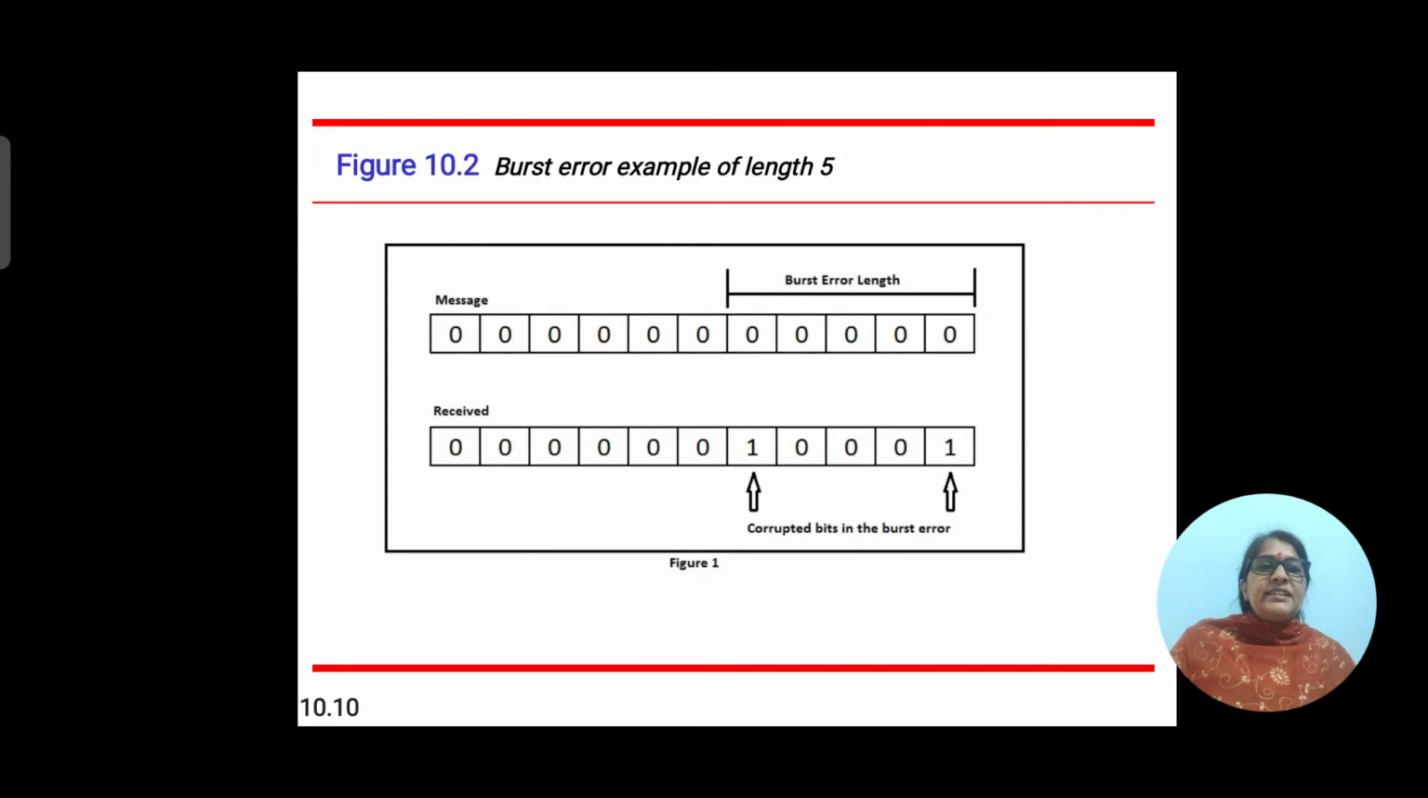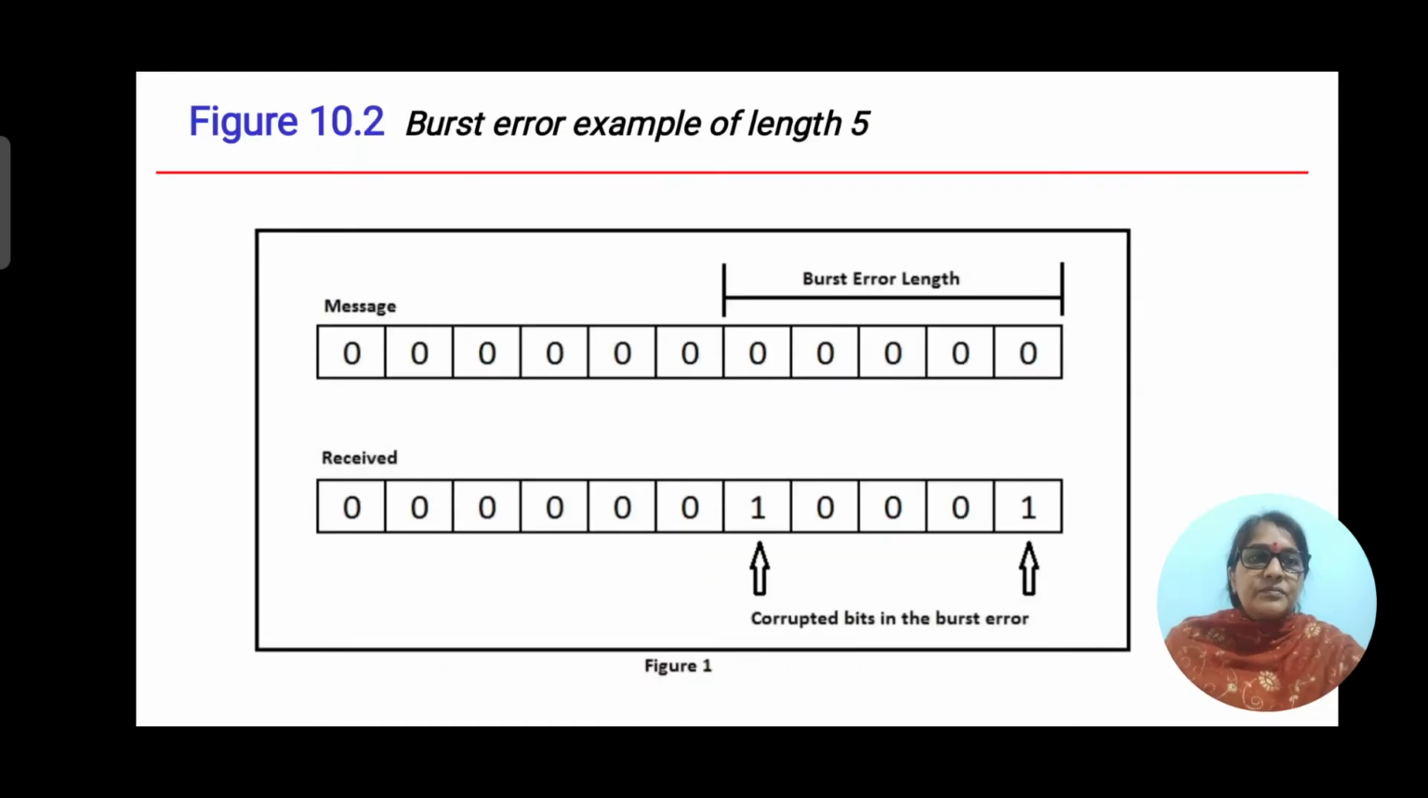In this particular slide, we have the example of burst error. The burst error length is 5. One is the message and a receiver. That is the message, which is nothing but the sender, and the receiver, which receives the message, that is data.